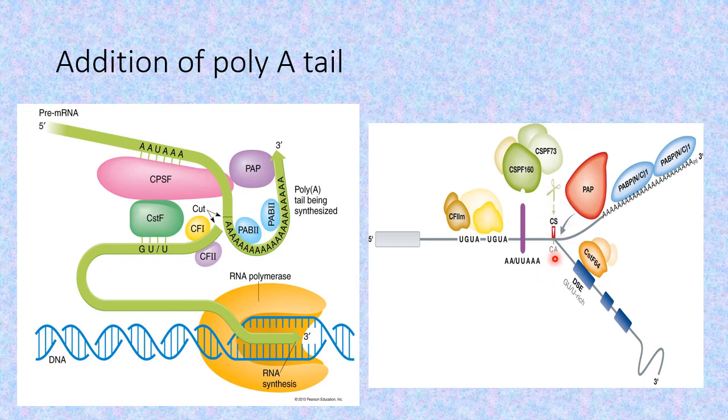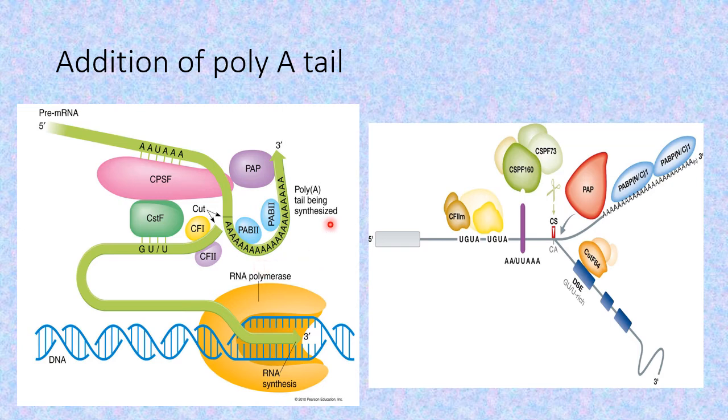It cleaves it, and once it cleaves it, this poly A polymerase enzyme that is responsible for the formation of the poly A tail gets activated. It starts its activity at the point of this cut region, at the 3' end of the newly formed messenger RNA. Now, the characteristic feature of this poly A polymerase is that it does not require any template.